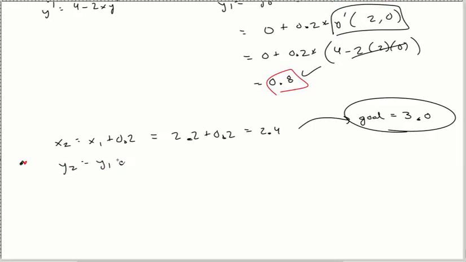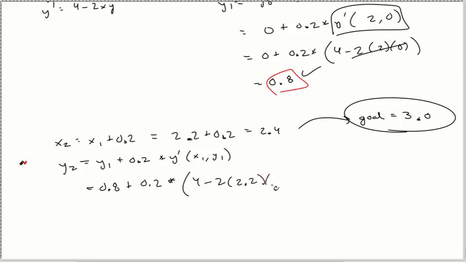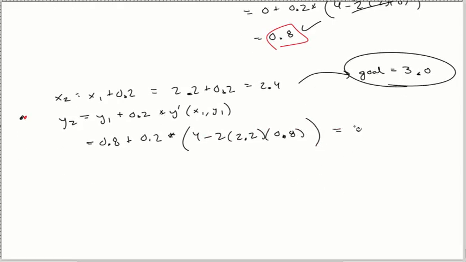Y2 would then be y1 plus the 0.2 times y prime of x1, y1. Plugging it all in, what I had was a 0.8, 0.2, and then as a formula, 4 minus 2 times, I had my 2.2 and my 0.8. Calculator, and I get 0.896. Again, this right here is my next point: 2.4 and 0.896, basically 0.9.